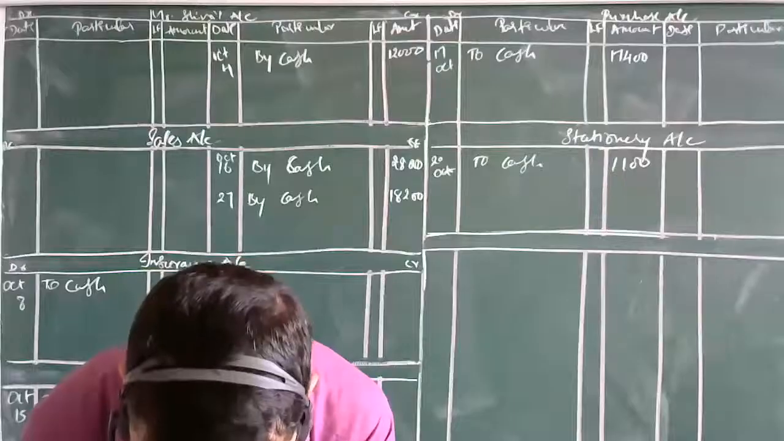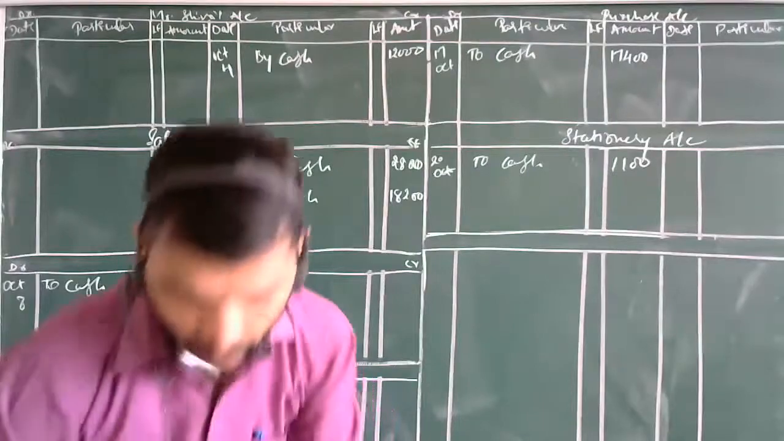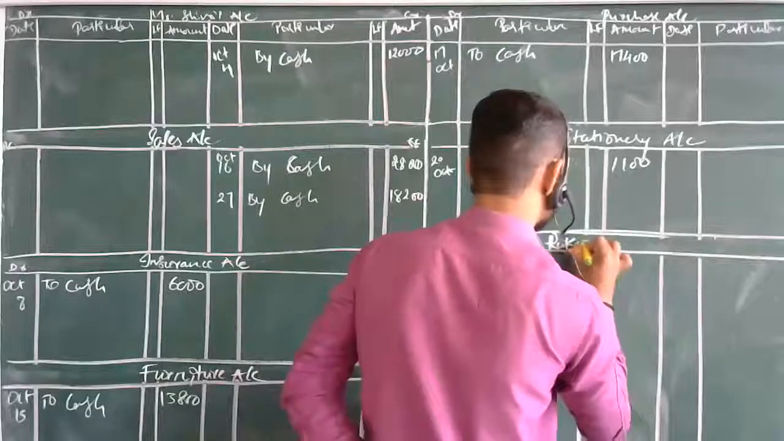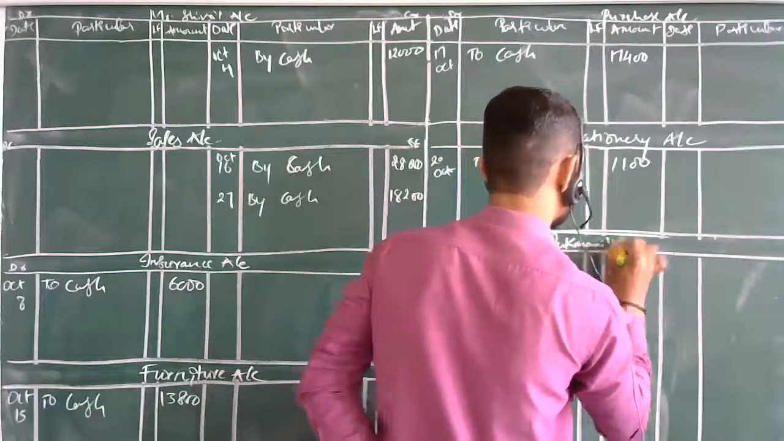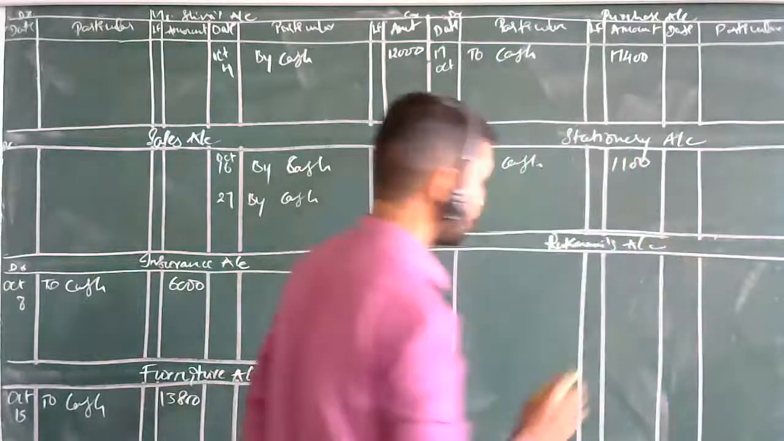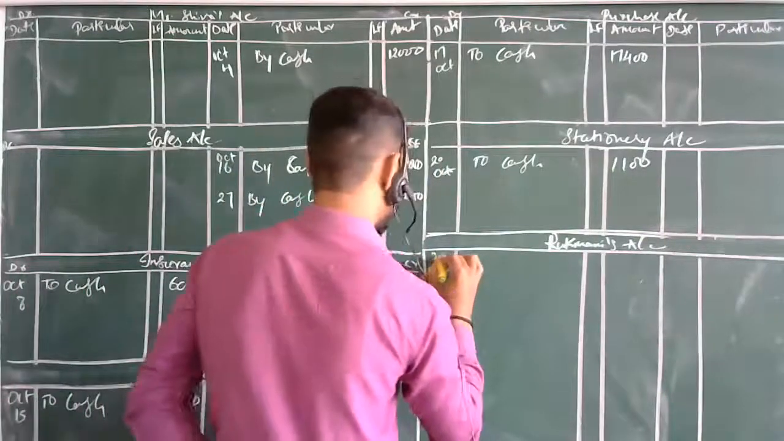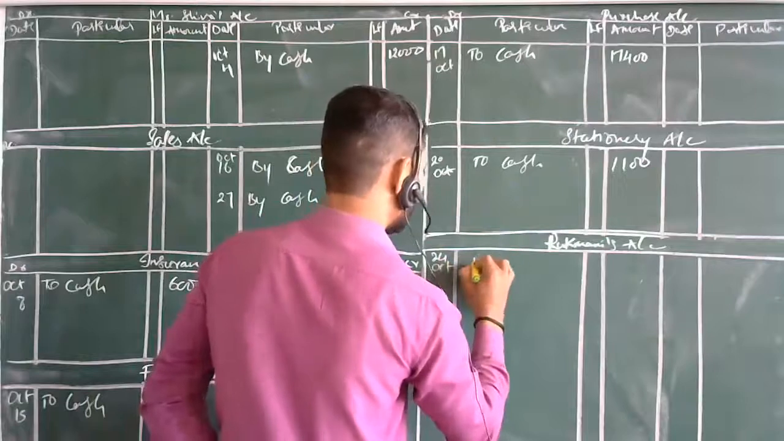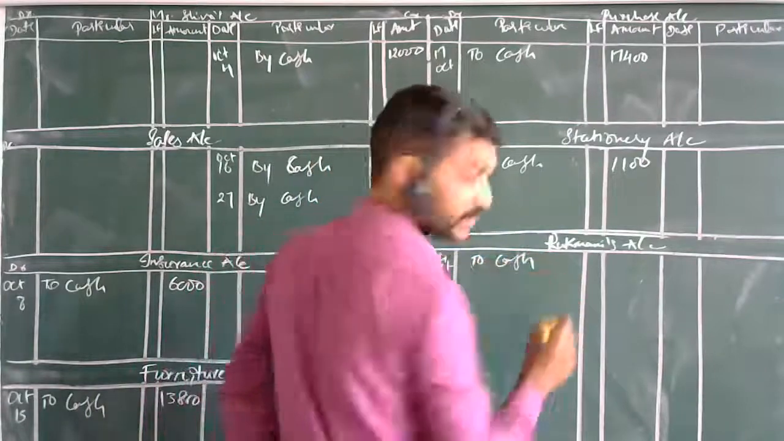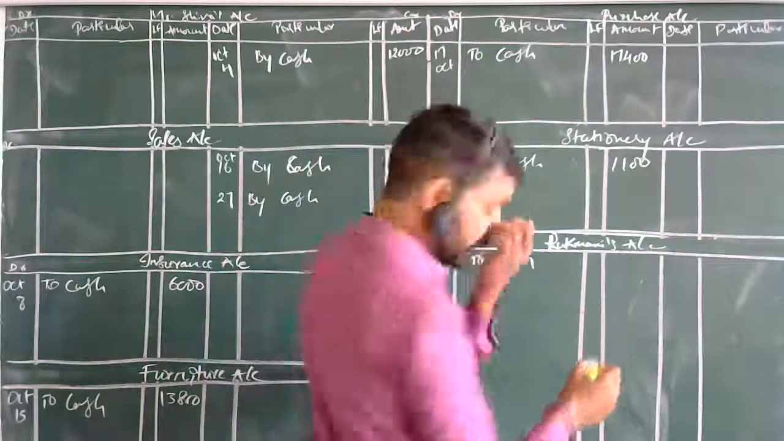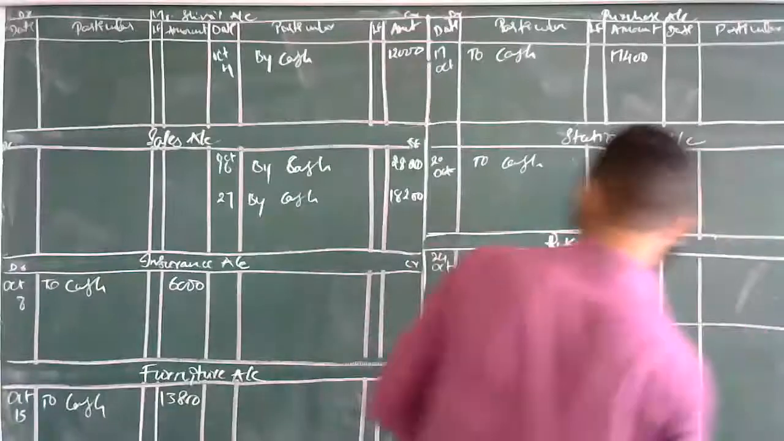After stationery, what entry had we taken over here? Rukmani's account. So here we are having Rukmani's account. Now this part is known to you. You know how to pass the entries. 24th October to cash. How much amount is it? 12,500. So even this got completed over here.